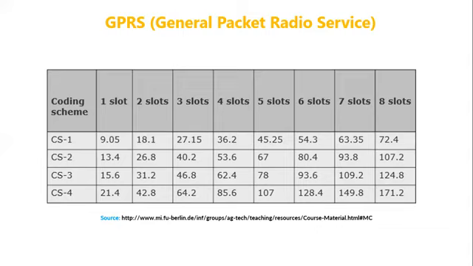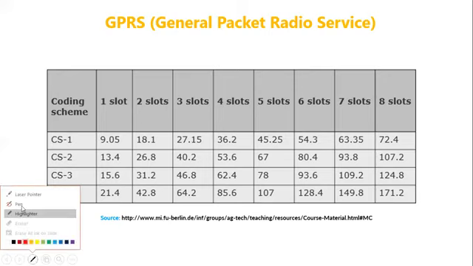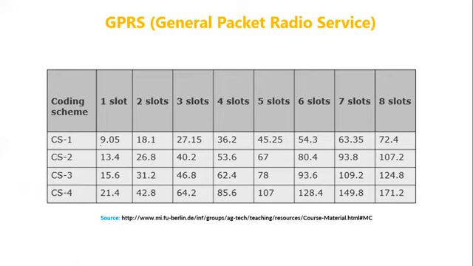If somebody is using an application which cannot tolerate even a small error, then CS1 should be used. Okay, like that. So these are the various coding schemes and the data rate available with different slots. So with CS1, if there is only one slot, then the data rate available is 9.05 kilobits per second. So everything is in kilobits per second here.